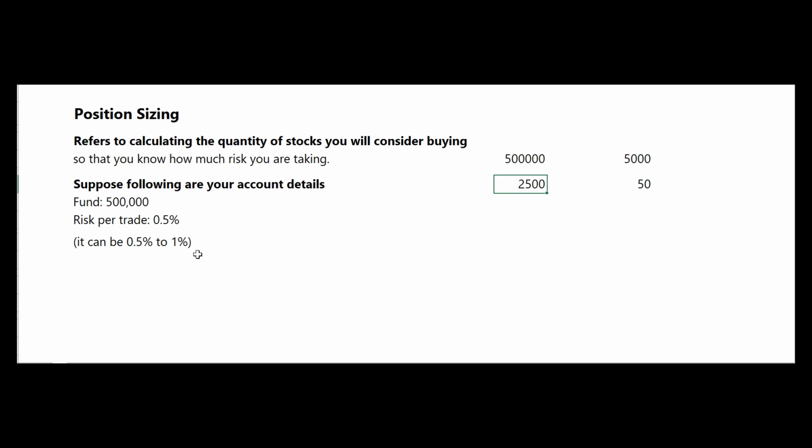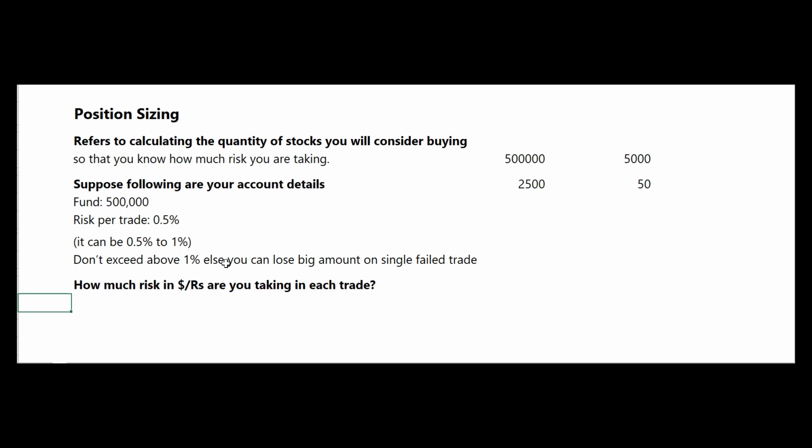It is suggested to keep that percentage from 0.5 to a maximum of 1%, or 1.5%, and that too only in a bullish environment. Do not exceed 1% or 1.5%, depending on the market environment. So how much risk in dollars are you taking in each trade? If we consider 0.5%, we are going to take 2,500 rupees as a risk. It is not the investment value, it is the risk. What does risk mean? If that trade fails, we are going to lose 2,500.